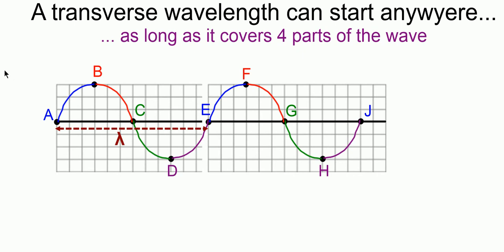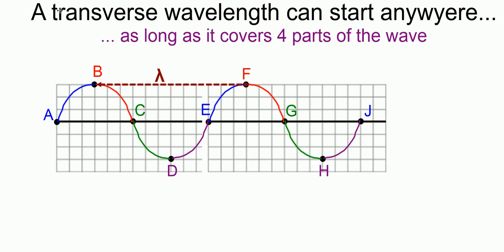Now, when you want to draw a wavelength, you don't have to start right here at the very beginning on the center line just before the wave goes up. You can, and there it is, covering four parts, 1, 2, 3, 4, and that's what I've done so far. But note, this here is also a wavelength. It starts at a different place, but doesn't it cover four parts? It does, 1, 2, 3, 4.